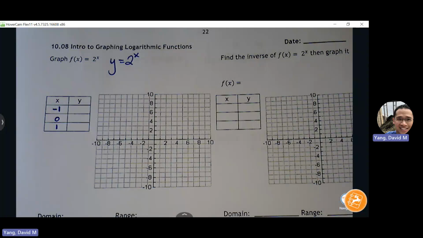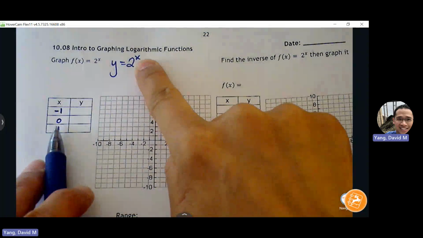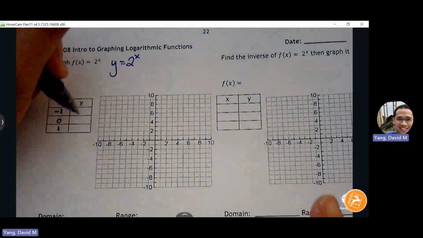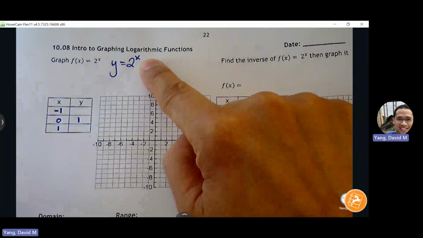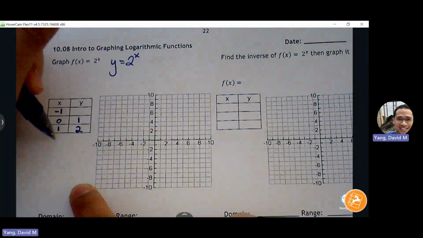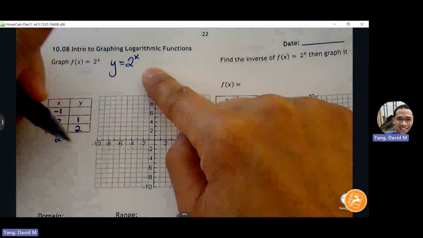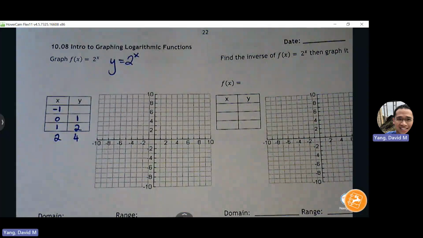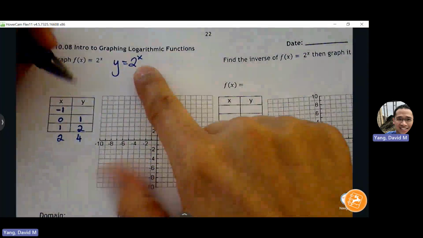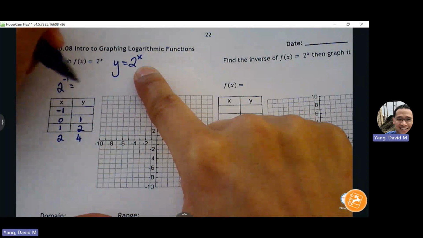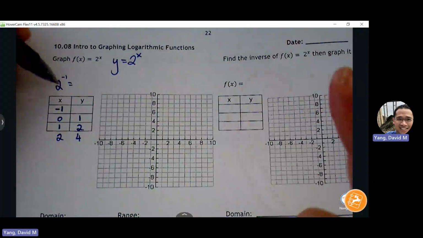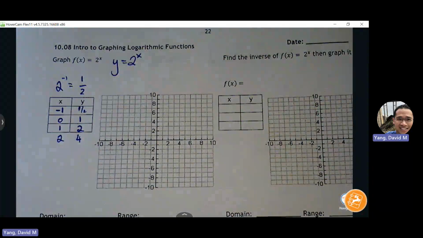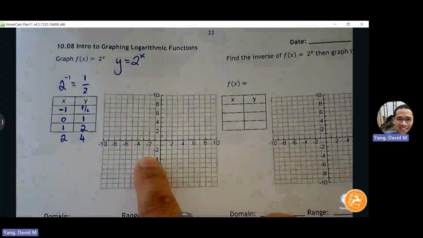Okay, so if I insert, we'll do 0 and 1 first. 2 to the 0 is 1. Remember, anything raised to the 0 power is 1. 2 to the first power is 2. Let's just do another one here. 2 to the second power is 4. So we really see that exponential growth occurring there. Now 2 to the -1. Anyone know what that is? Good. Negative means you flip the base, right? So it's really 1/2 to the first power. So 1/2. Okay, so let's graph those ordered pairs and just see what it looks like.